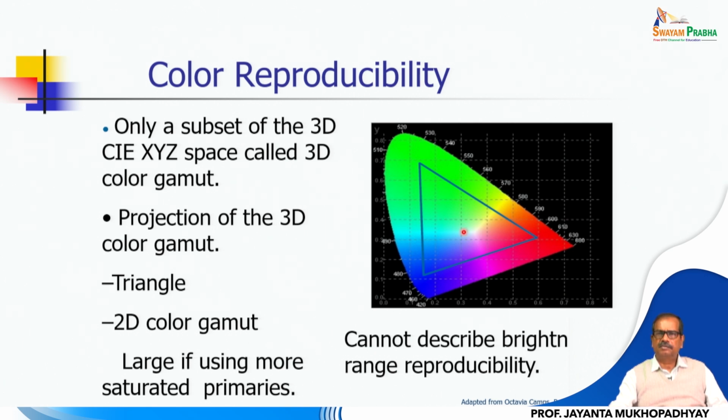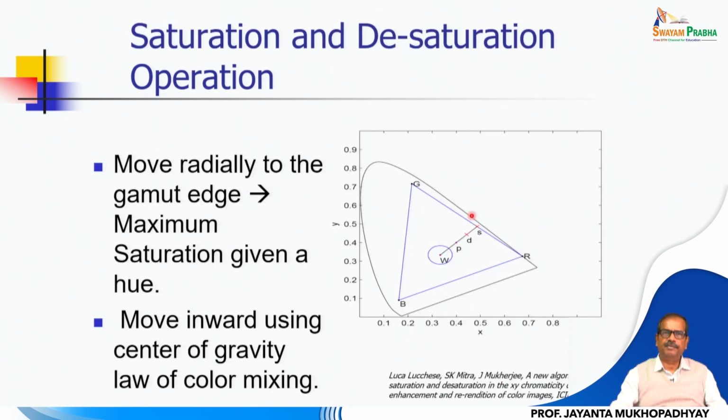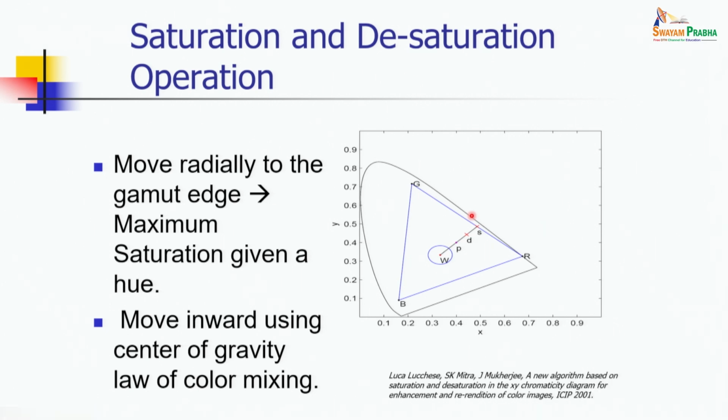But if you change these primary colors, that means this triangle, we call this triangle the gamut triangle, because it defines the range of colors that could be displayed. That is what is known as gamut. So this is the color reproducibility part. Now, using this particular representation, we can think about certain color processing, which is a kind of color enhancement of chromatic components, or even de-enhancement. We call them saturation and desaturation.